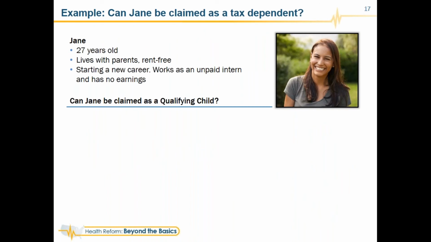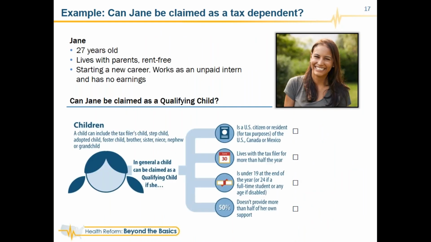So let's apply the rules. So we've got Jane. She's 27 years old. She's living with her parents rent-free right now. She's starting a new career, and she works as an unpaid intern. She has no earnings. Can Jane be claimed as a qualifying child? Well, if we go through the rules, we see that, well, she meets all but one.